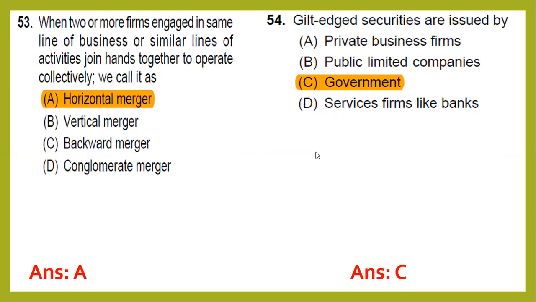Next we go for 53rd question. When two or more firms engaged in same line of business or similar lines of activities join hands together to operate collectively is known as horizontal merger. So the correct option is A. 54th question. Gilt-edged securities are issued by whom? It is issued by government. So therefore option is C.